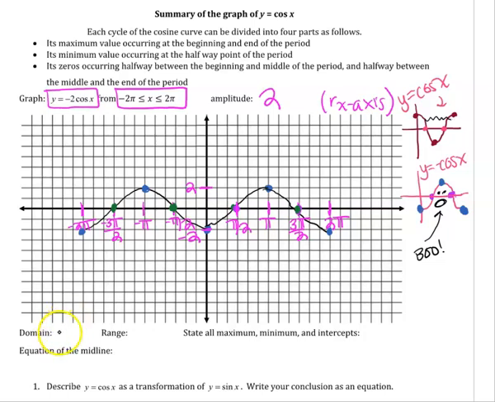So like we mentioned, the domain is all reals. Our range is -1 to 1. Our maximum is 2, our minimum is -2, and I'm just going to skip the intercept part. The equation of our midline is still y equals 0.